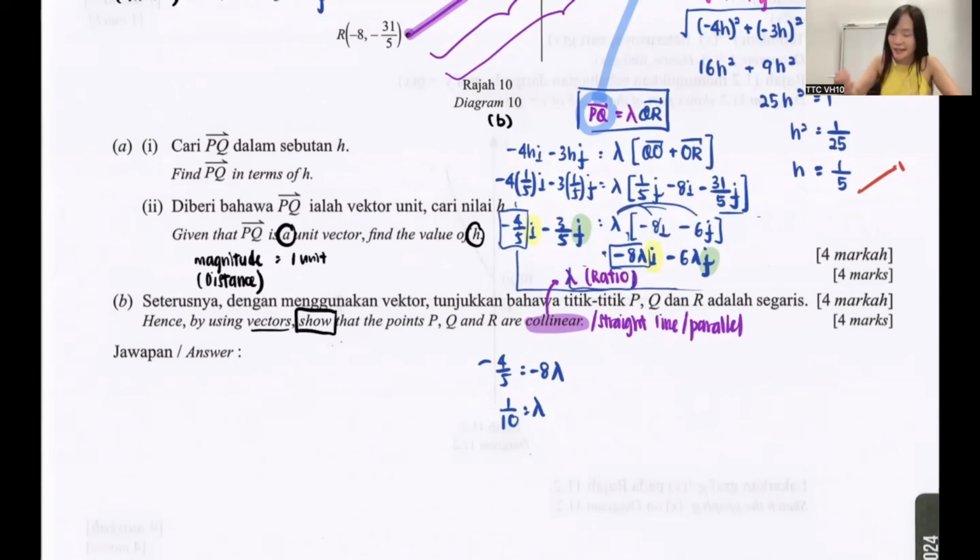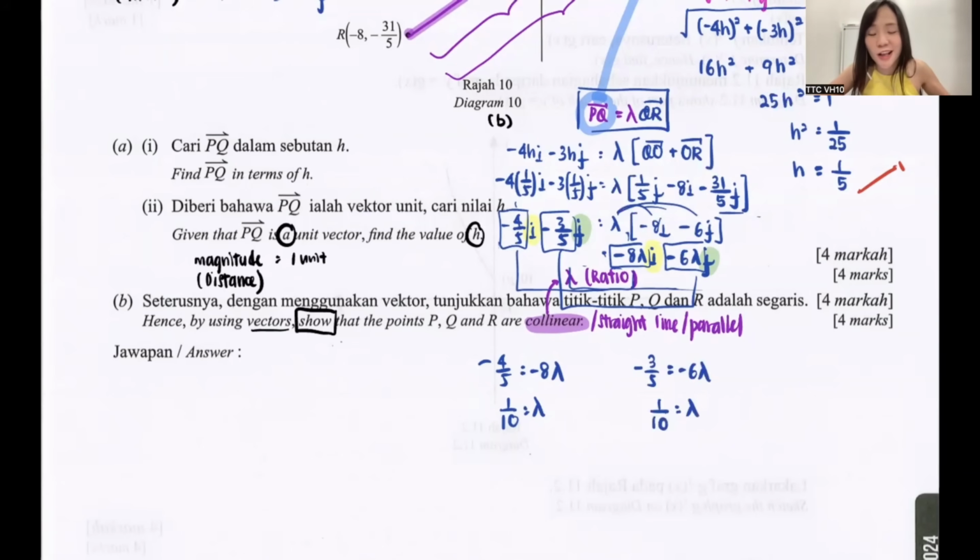So try to get another lambda as well. Isn't it the one in front of J, and the one in front of J again will be the same. So negative 3 over 5 equals negative 6 lambda. So lambda will be negative 3 over 5 divided by negative 6. Are you guys getting the lambda? Oh, also 1 over 10. So you can get the same lambda, 100% they are collinear.